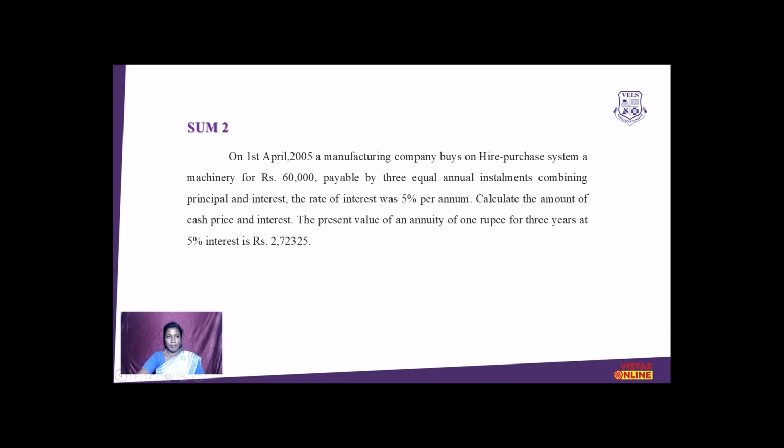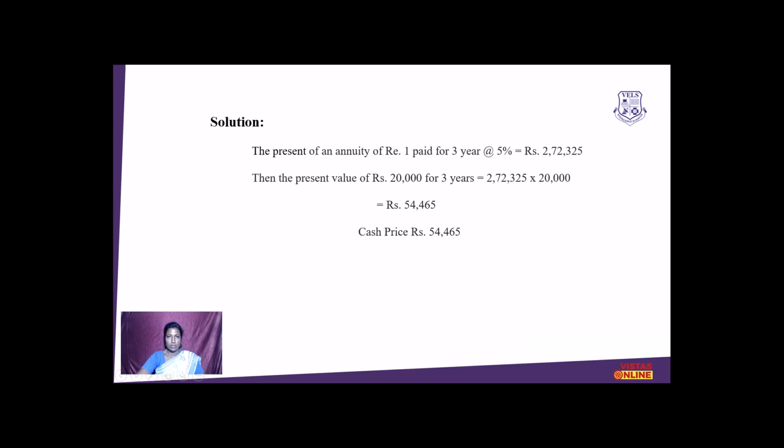46,295.25. Sum number 2. On 1st April 2005, a manufacturing company buys on hire purchase system a machinery for rupees 60,000, payable by 3 equal annual installments combining principal and interest. The rate of interest was 5% per annum. Calculate the amount of cash price and interest. The present value of annuity of 1 rupee for 3 years at 5% interest is 2.72325. That is the solution of this problem.